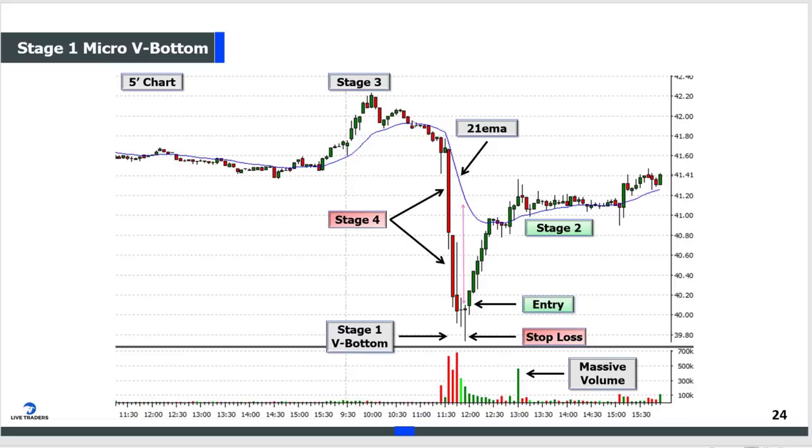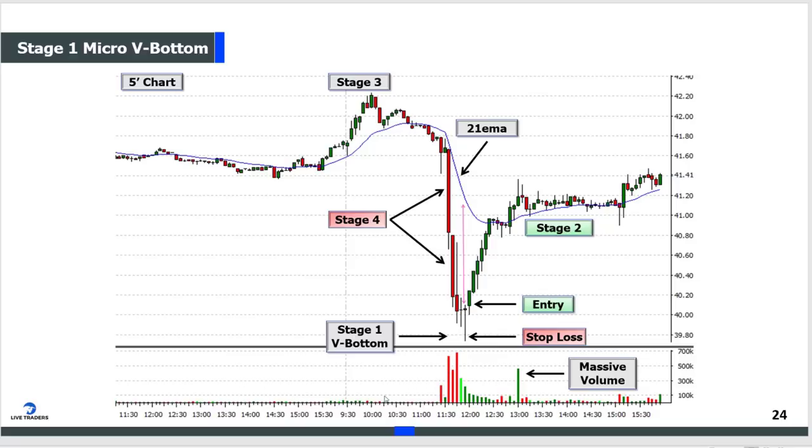Now, here's an example of a parabolic. All right? So you have a stock that's just kind of hemming and hawing around, right? So you're in kind of a stage one consolidation, stage two uptrend, a micro V-top stage three, and then ba-boom. Right? Super wide range bar followed by a super wide. Now take a look at this volume. Look at this volume compared to the volume to the left.